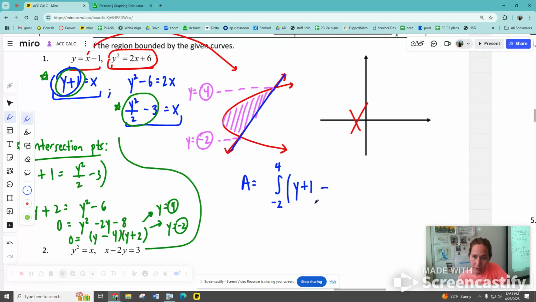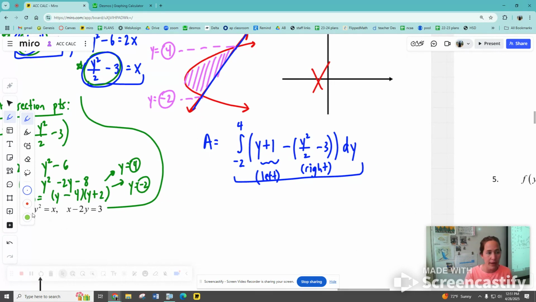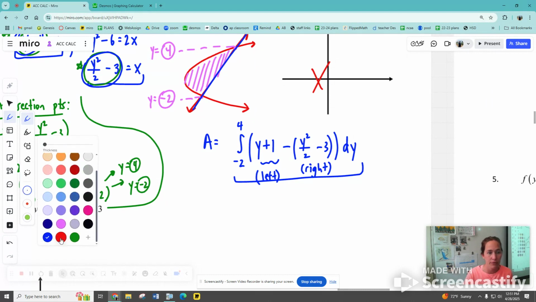Minus the left function. So this is your left. And in a second, maybe we put this in parentheses, the left equation. So this is x equals y squared over 2 minus 3. That's a sideways parabola. And this is your setup. We've done most of the hard work. This is your right minus left side of that bounded region. We just want to simplify from here, take an integral, and then plug in negative 2 and 4.